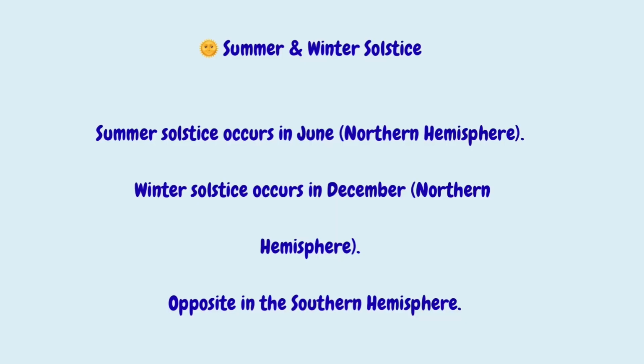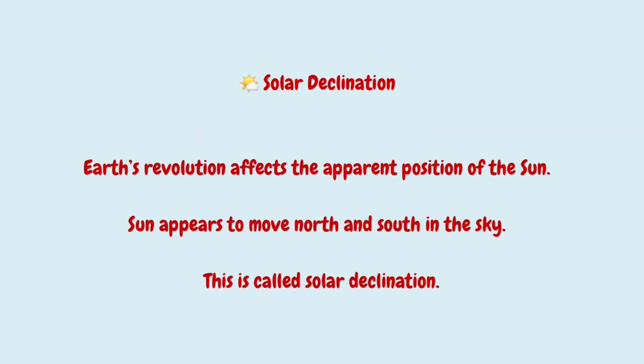Now what are the summer and winter solstices? The summer solstice occurs in June in the northern hemisphere, and the winter solstice occurs in December in the northern hemisphere, opposite in the southern hemisphere. Now take a look at solar declination. Earth's revolution affects the apparent position of the sun. The sun appears to move north and south in the sky. This is called solar declination.